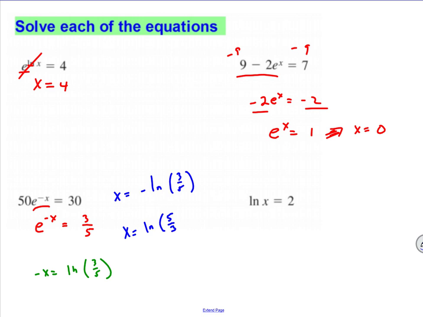5/3. And I went really fast there, but remember that you can take a coefficient and turn it into an exponent. So that -1 could flip it for me. Either one of those answers is fine. That's probably the way your book's going to have it.